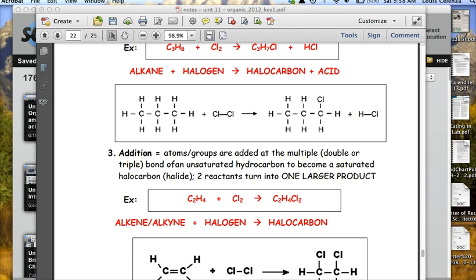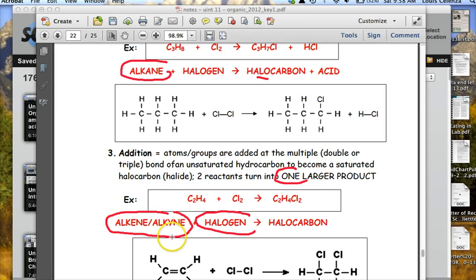In an addition reaction, it is very similar, except now you're going to start with, instead of an alkane, an alkene or an alkyne, still using a halogen. Notice that you end up with only one product, whereas here you ended up with two products. You ended up with a halocarbon and an acid. Here you end up with one product. So two ways to differentiate between a substitution and an addition reaction. In a substitution reaction, you start out with an alkane. Addition, you start out with an alkene or an alkyne, meaning it has one triple or one double bond. And in a substitution reaction, you end up with two products, whereas here you end up with only one product.